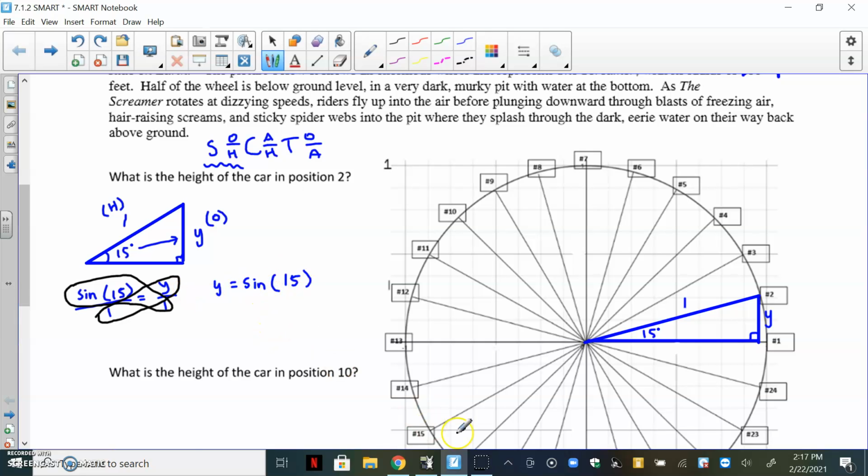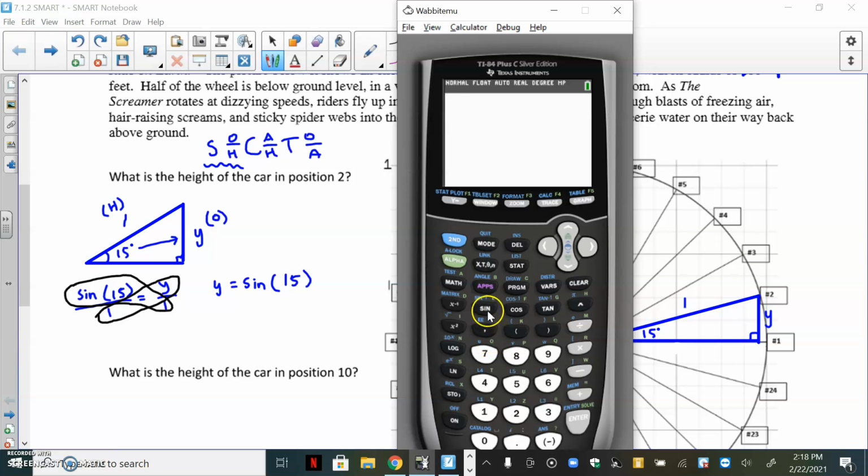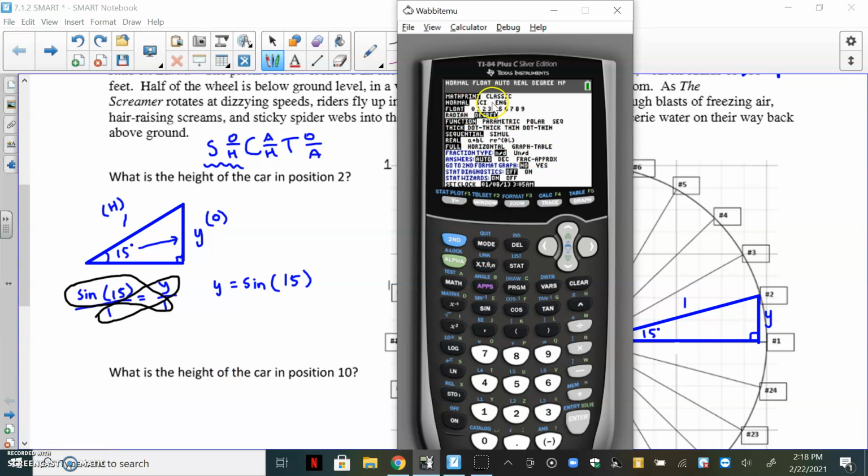So keeping that in mind, you just want to pull up your calculator and go ahead and type what you see. We're going to calculate the sine of 15. Type it in. Also make sure that your calculator is in degree. If your calculator is in radian mode, go into the mode button and change that. Make sure degree is highlighted.